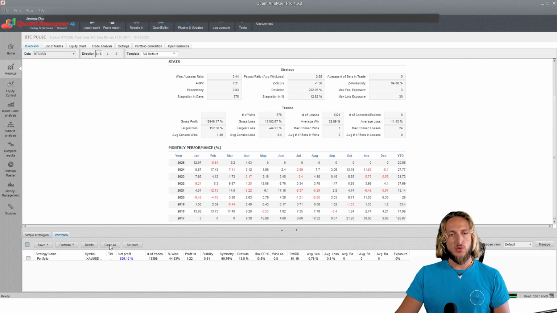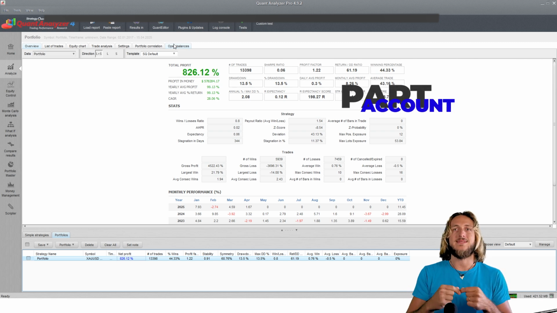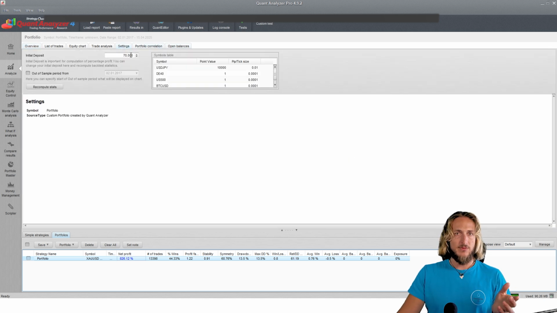So first of all, let's create a portfolio. We now have a portfolio where it has added all the strategies together. And it has done that considering that in this case there are 7 strategies, each strategy is allocated to only 1/7 of the account. But in reality, the way I trade them is every strategy is pretending like it has half of the account.